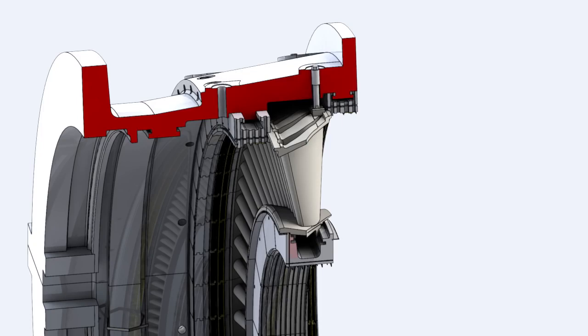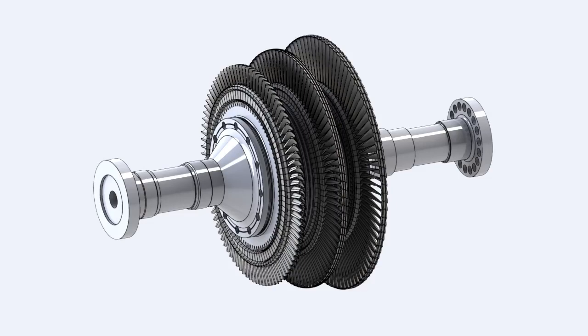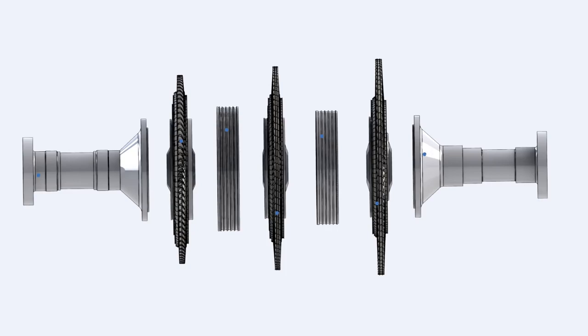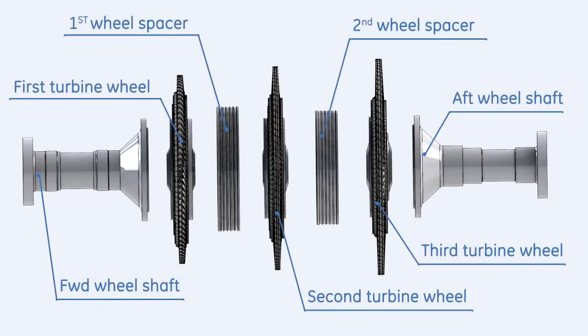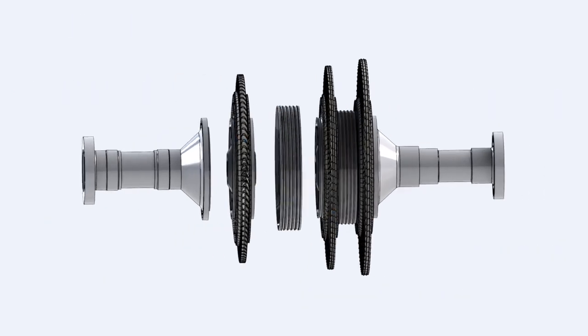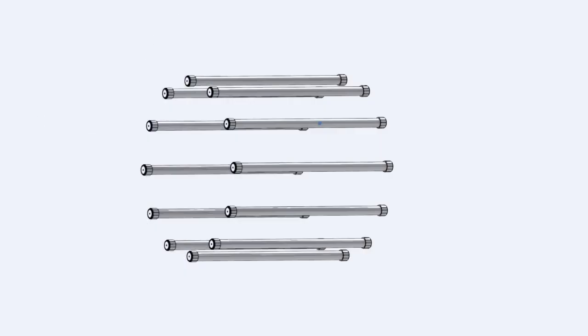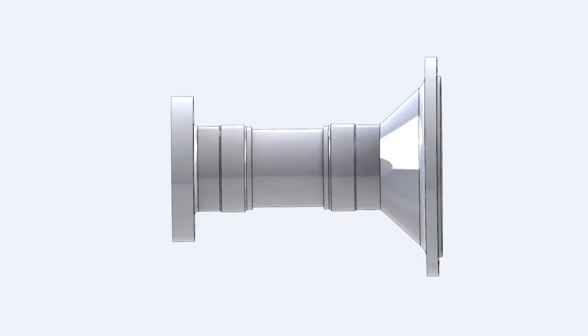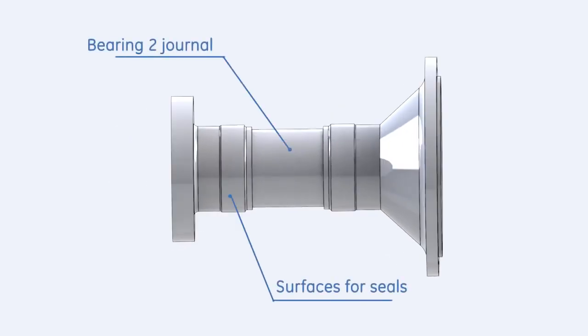the nozzle outer sidewalls. The turbine rotor consists of the forward wheel shaft, first, second, and third stage turbine wheels, 2 turbine wheel spacers, and the aft wheel shaft. All parts are assembled together by 12 studs. The forward wheel shaft is machined to provide the following features: journal surface for bearing number 2, and surfaces for oil and air seals.